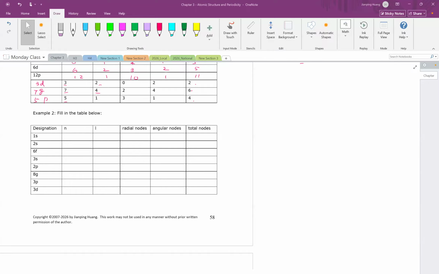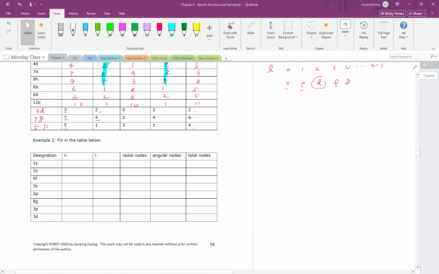Okay, let's do that. So remember how I'm going to determine the nodes. The radial nodes, n minus L minus 1. Angular nodes is L. Total nodes is n minus 1. So in order to calculate the nodes, we need to determine what's the n, what's the L, right? Such as 1s, n equal 1, L equal 0.